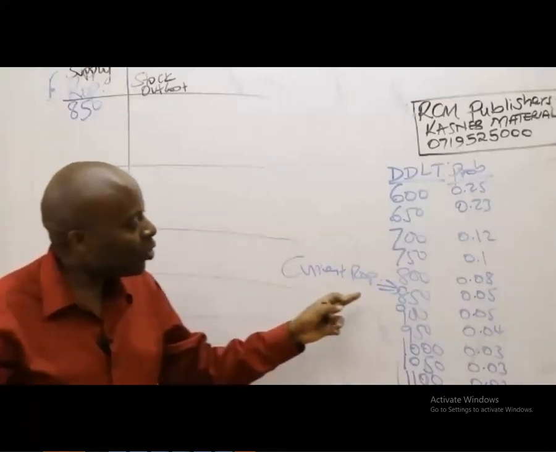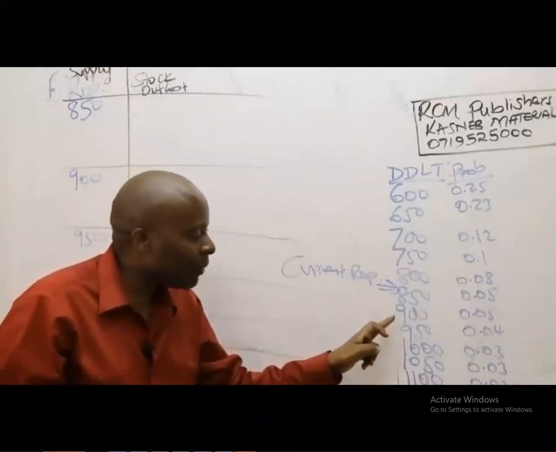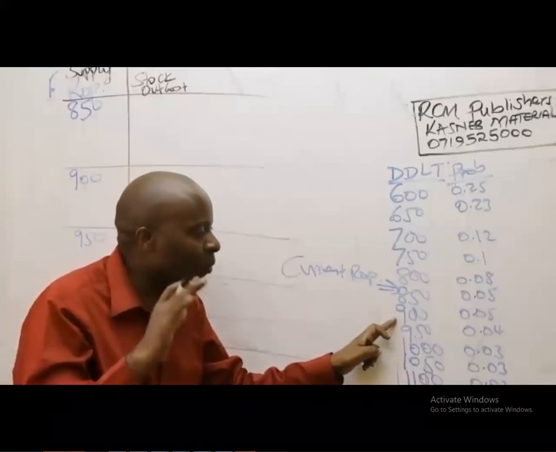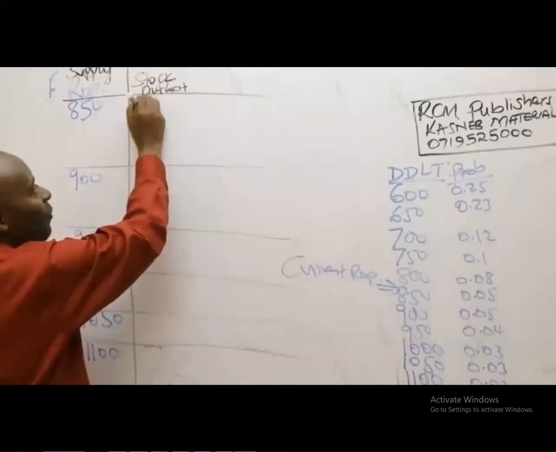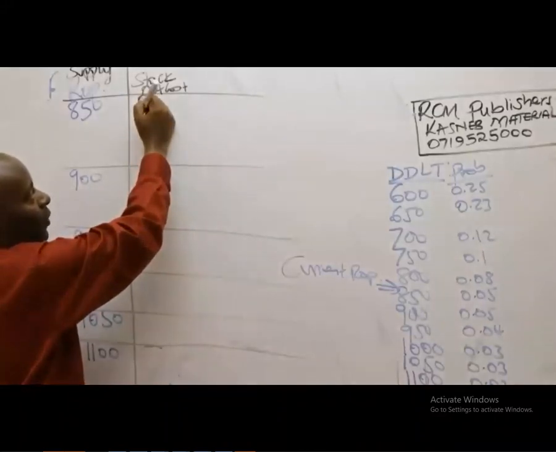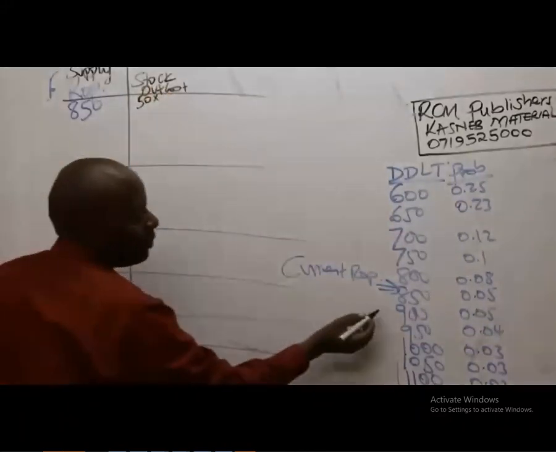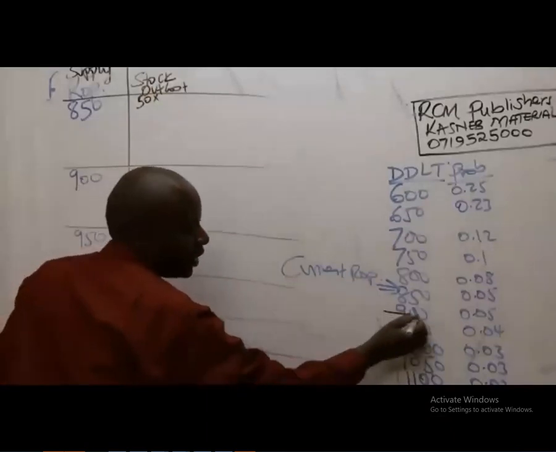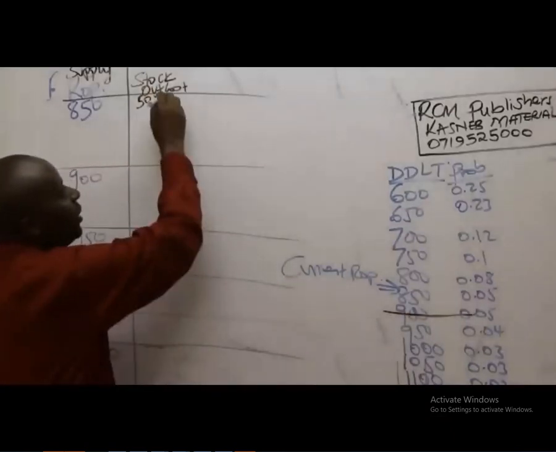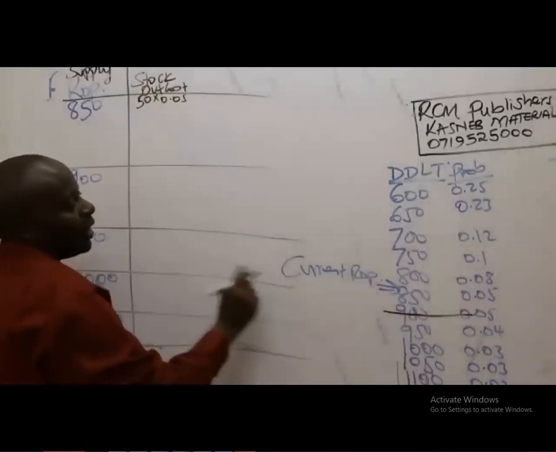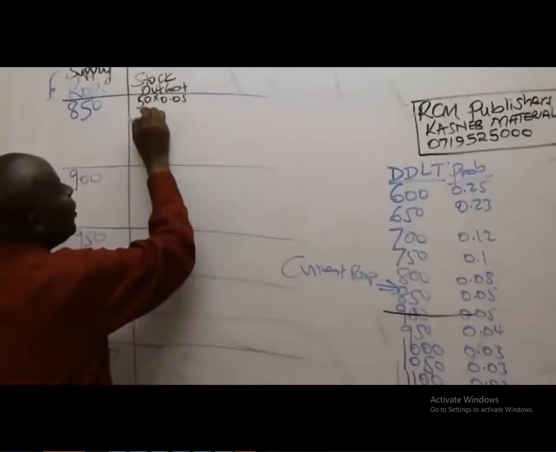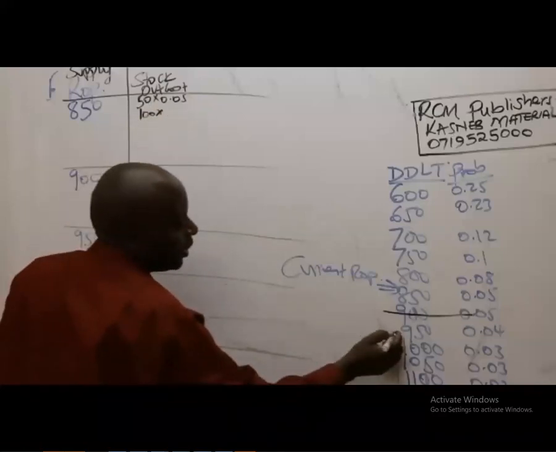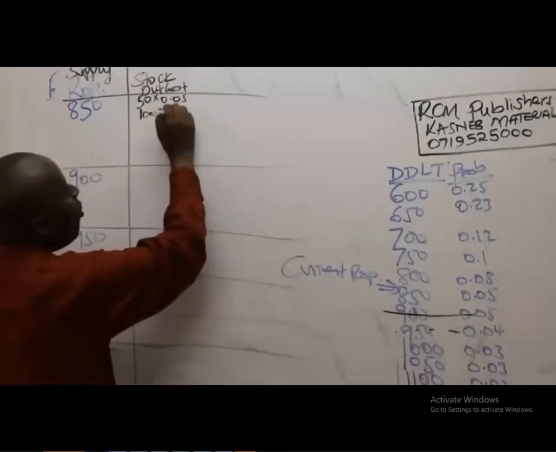So if you supply only 850, I can see if they come 900, I'll be able to turn away 50. So here I'm turning away 50, with what probability? I can see the probability here. The probability of these coming on board is 0.05. If they come 950, I will turn away the difference. I'll turn away 100 with this probability of 0.04.